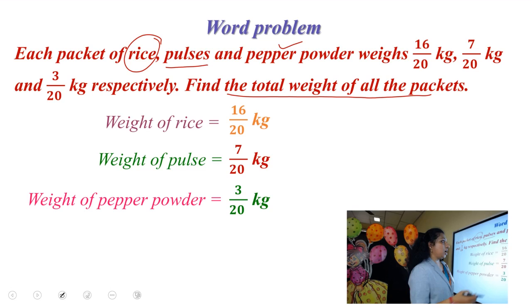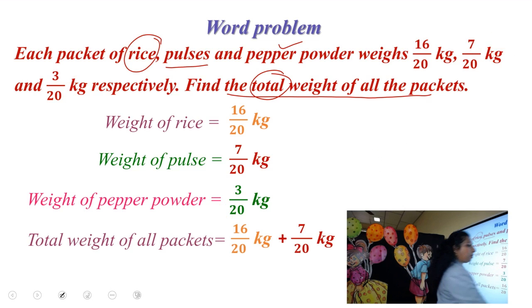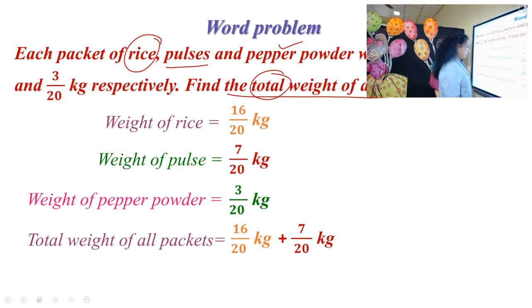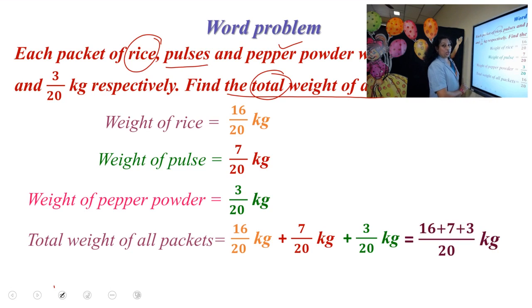So what is the final step? Total weight of all the packets. When the word total comes, what will we do? Add them. So add these fractions together: 16 by 20 kilogram plus 7 by 20 kilogram plus 3 by 20 kilogram. Here the denominators are the same. How can we add? Add all the numerators and write the denominator as it is. So it is 16 plus 7 plus 3 by 20 kilogram.